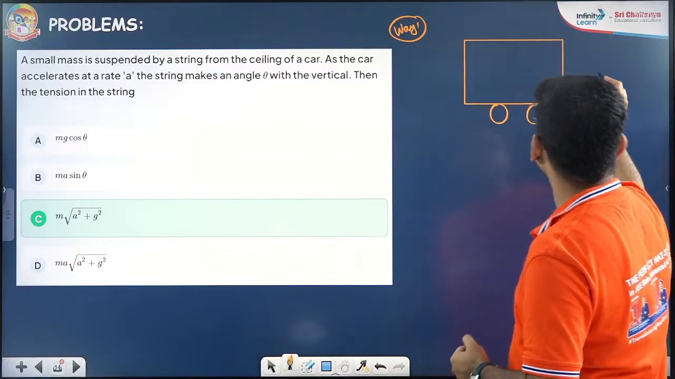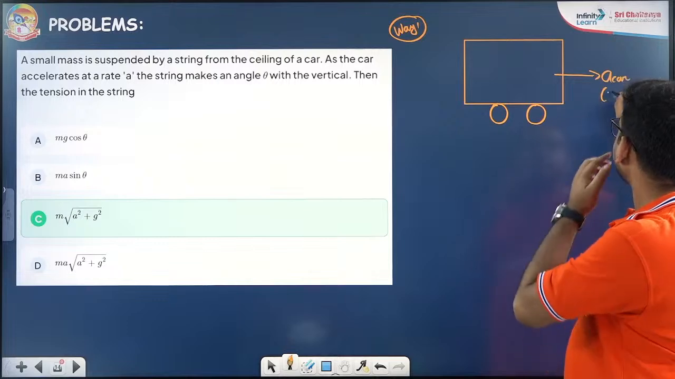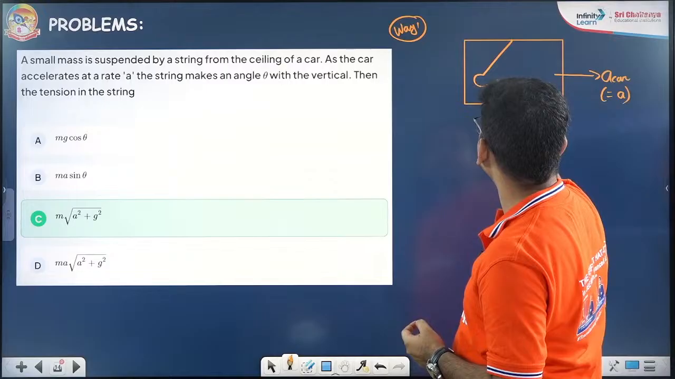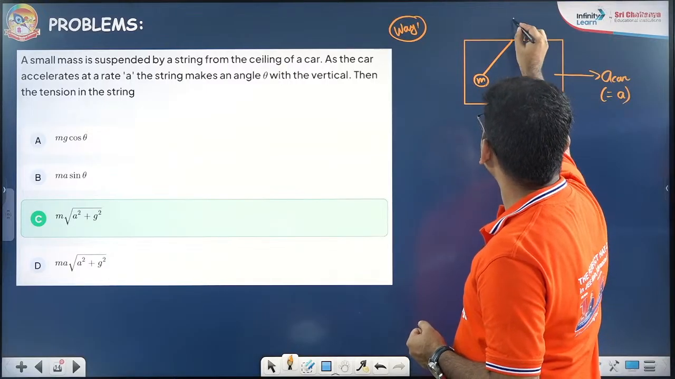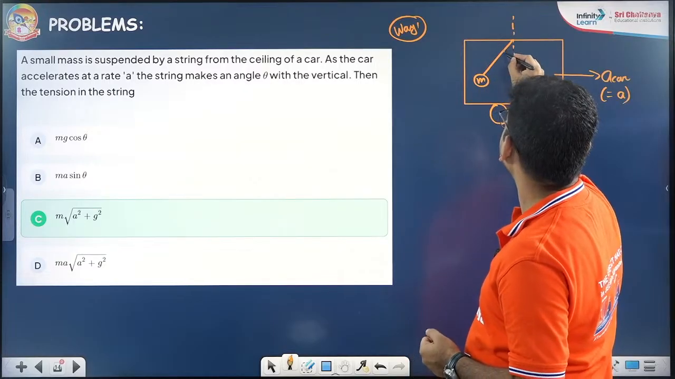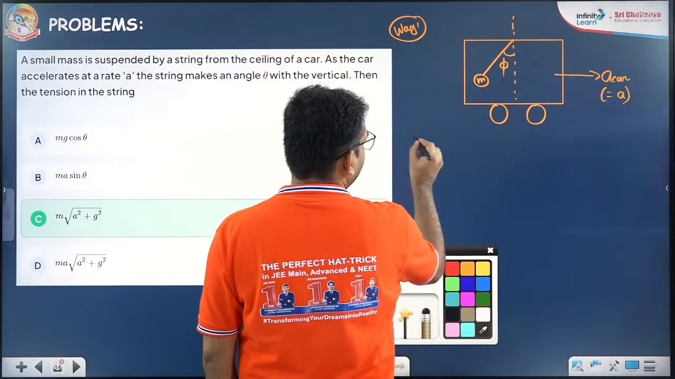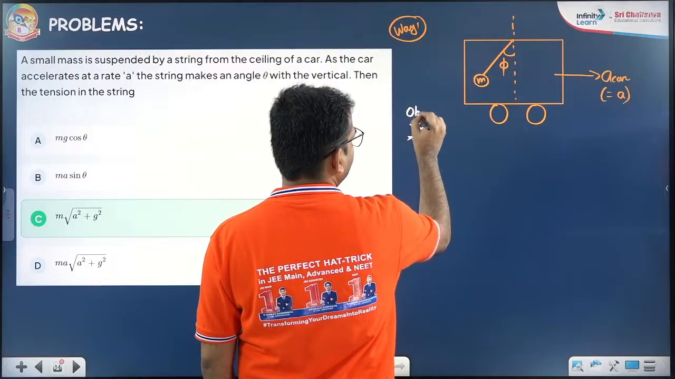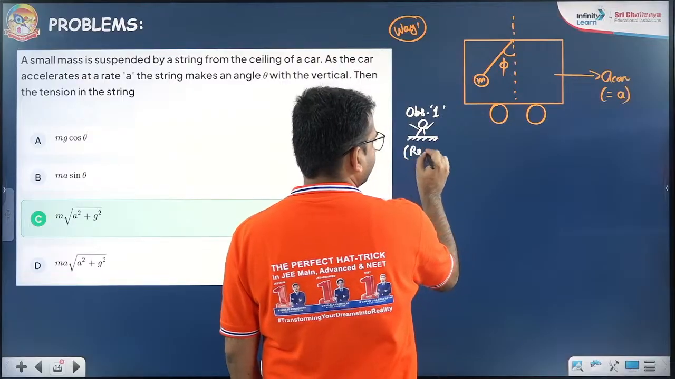This is the situation. The acceleration of the car is A. And the bob is somewhere here, mass M. They are asking you the tension, and the string is making an angle theta with the vertical. This angle is theta. All right. So what I'm doing is I'll become an observer and stand here. I'm this observer, observer 1. So I'm at rest.